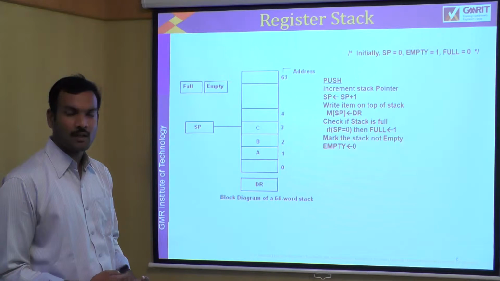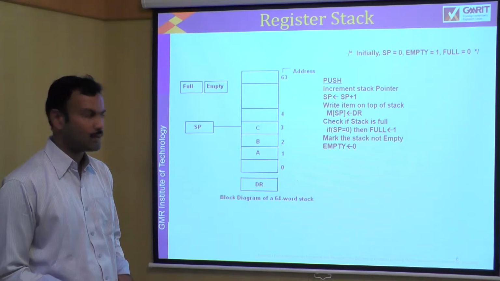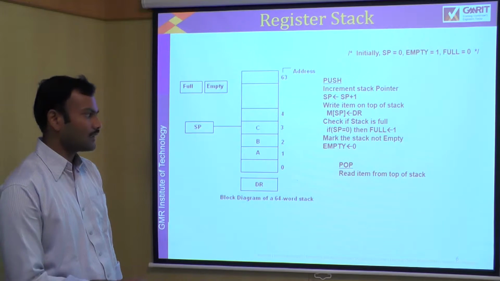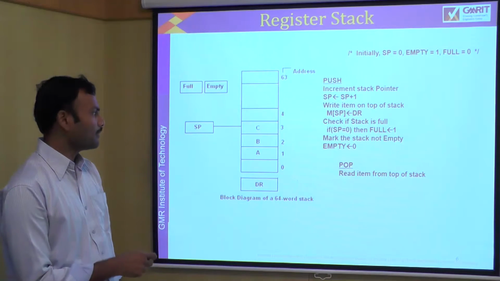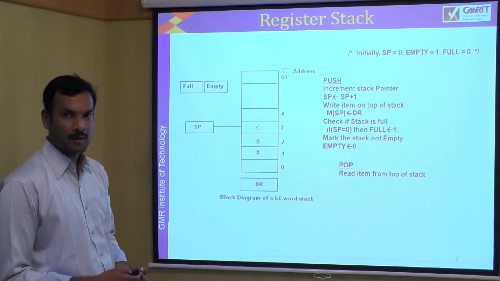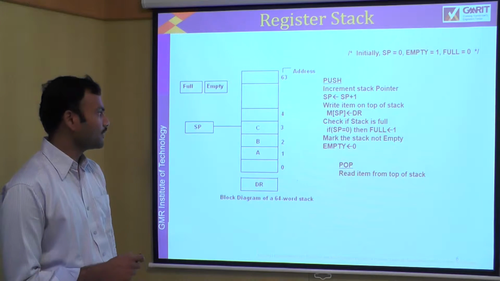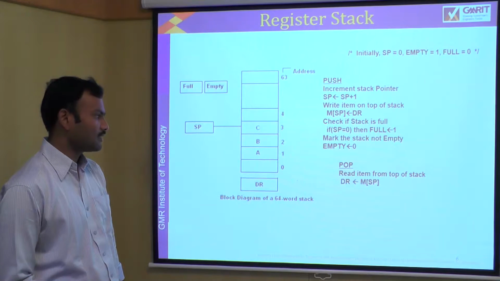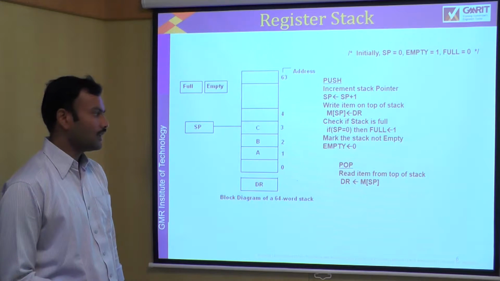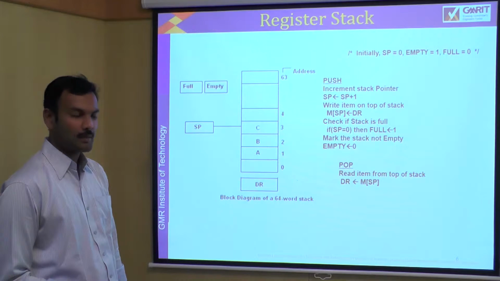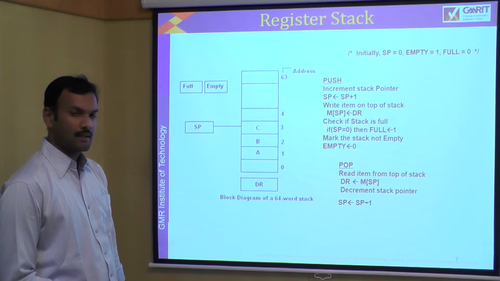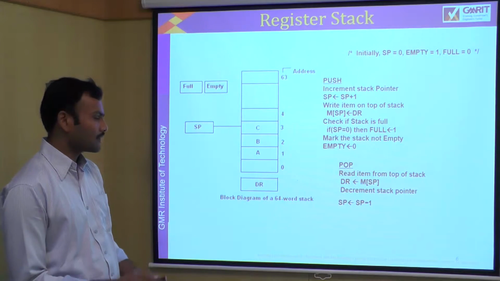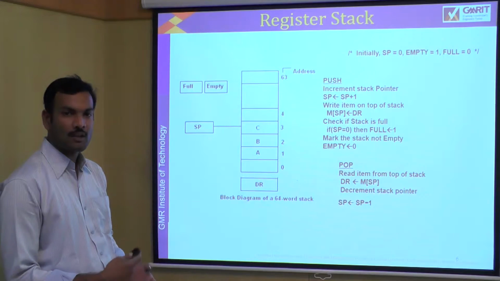Similarly, removing an element from the stack is pop operation. So these are all the different steps that are there in the pop. So in pop operation we need to decrease the stack pointer by 1. Before that, first of all we need to read the element from the stack, and that should be stored into the data register. This is the micro operation, and after that the stack pointer has to be decremented by 1, like this.